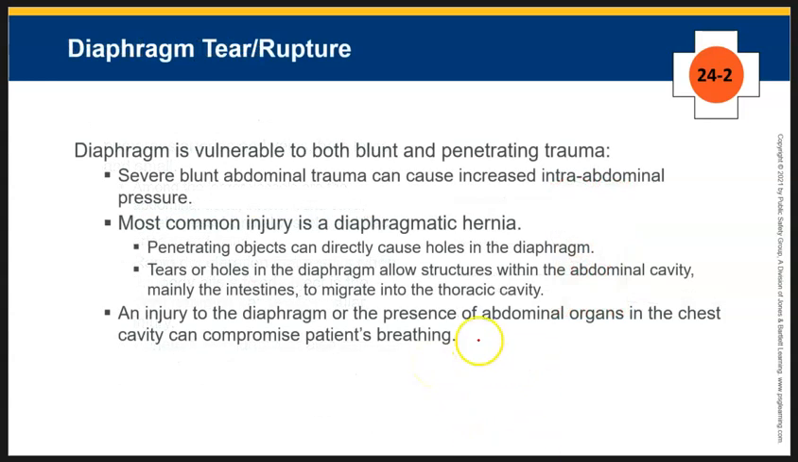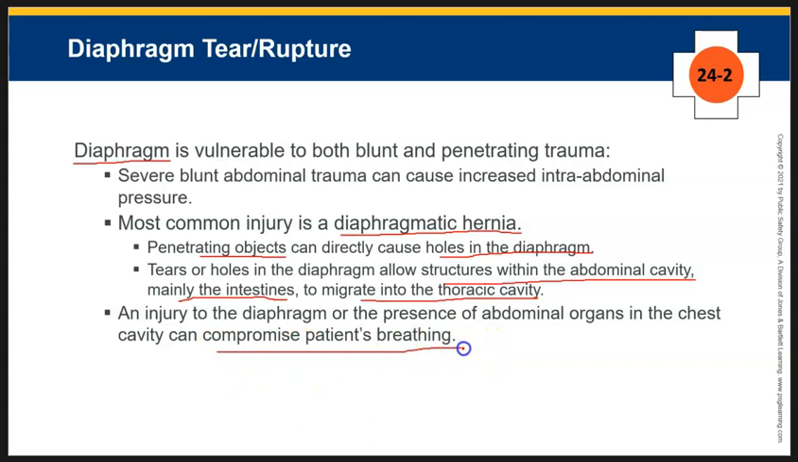At the top of the abdominal cavity, we find the diaphragm, separating the abdominal cavity from the thoracic cavity. Severe blunt abdominal trauma could lead to pressure inside the abdomen, and we can end up with a diaphragmatic hernia. We could also have a penetrating object leading to this hole in the diaphragm, and what that allows is some of the structures within the abdominal cavity to move through that perforated muscle. These structures, mainly the intestines, could then migrate upwards into the thoracic cavity. This is going to lead to thoracic issues, chest issues, compromising the patient's breathing.